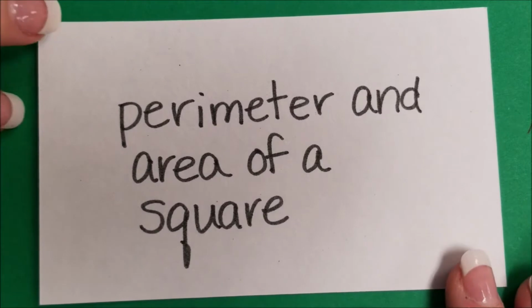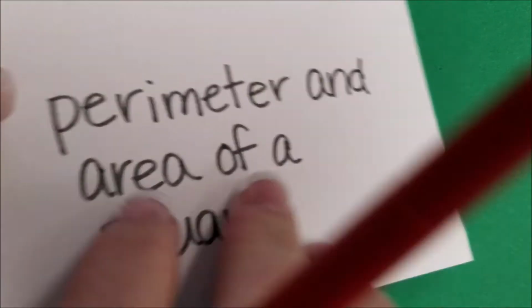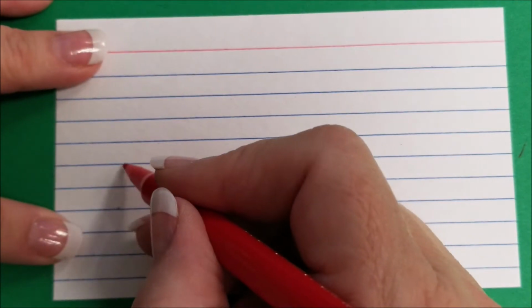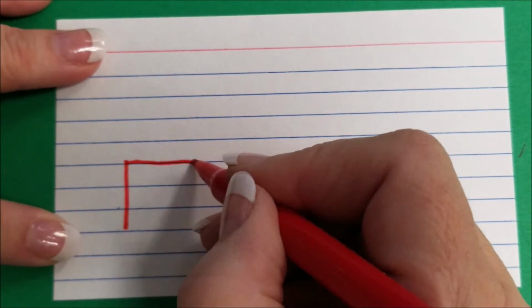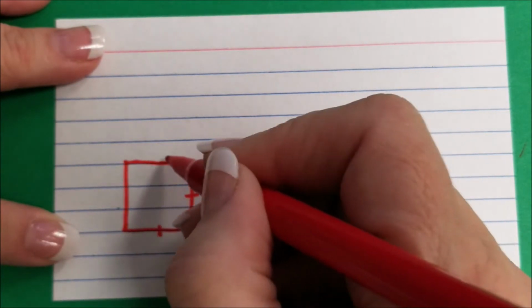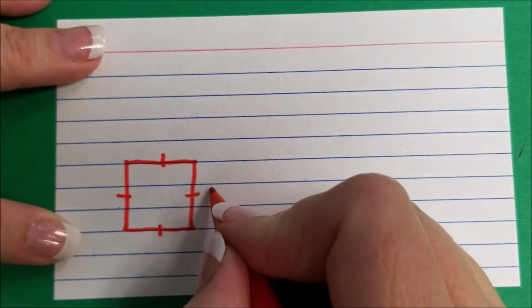Now let's take a look at the perimeter and area of a square. Now a square is just a special rectangle because the length and the width are the same size. So every side is the same. So we'll call those S.